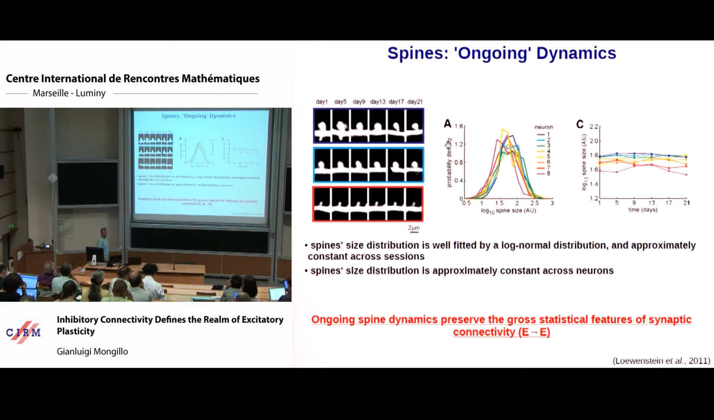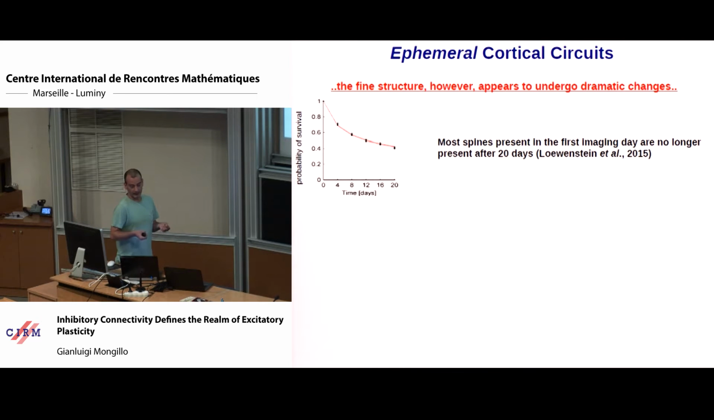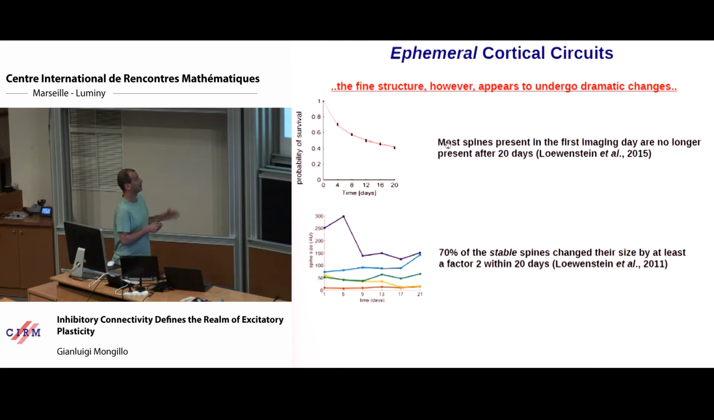Okay, so to summarize this, essentially these data suggest that these ongoing spine dynamics, again, as I said, not related to any explicit learning, preserve the statistical features of the circuit. Okay? But, in fact, if you think of this in terms of synapses, well, then the fine structure of the circuit, which is essentially where the memories are or should be, has undergone dramatic change, as you can see here, because basically over 20 days, almost half of the synapses that were there are not there anymore. New ones have been formed, but the old ones have disappeared. And also the stable ones, which means stable over 20 days, have undergone large fluctuation in the volume. That means that they have undergone large fluctuation in the efficacy of this connection. Okay?